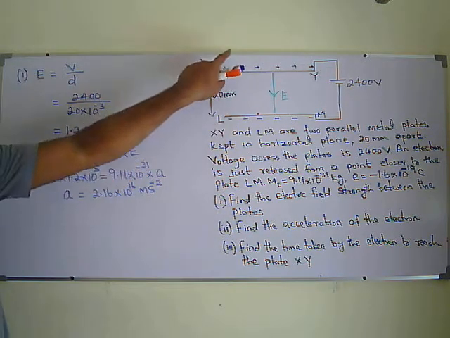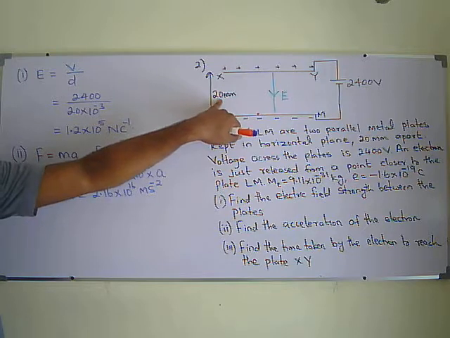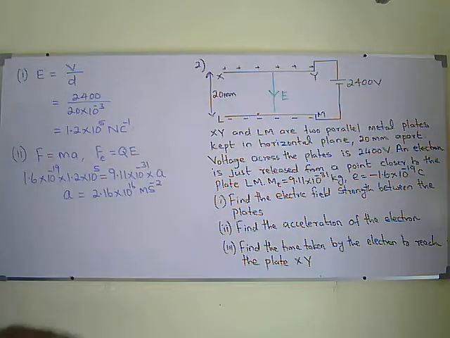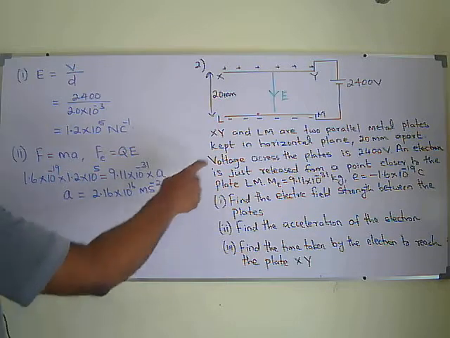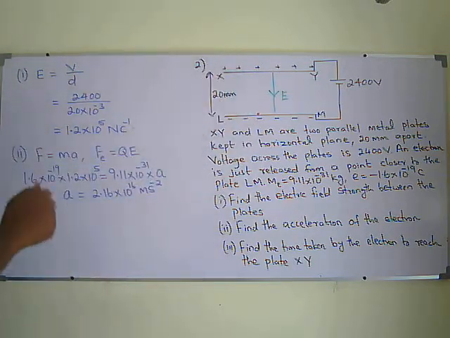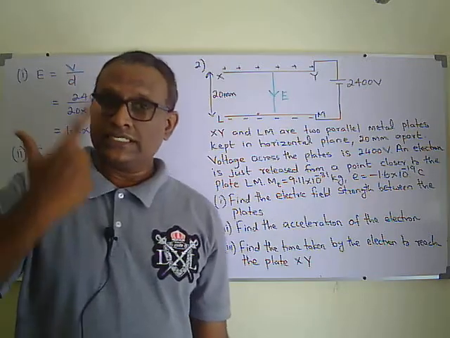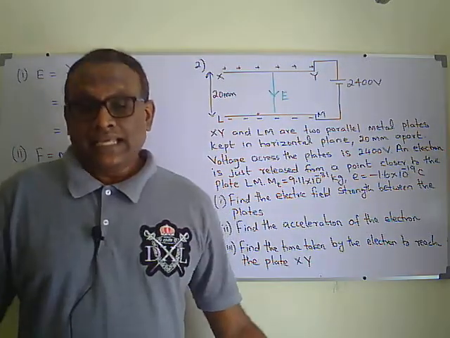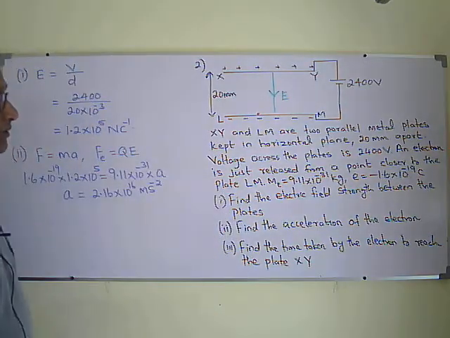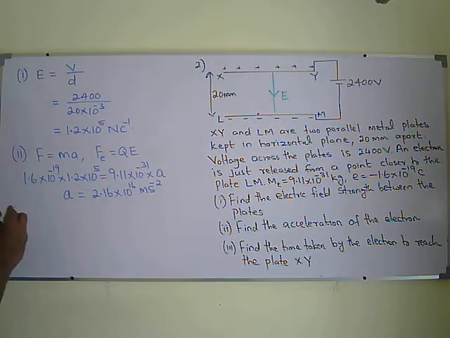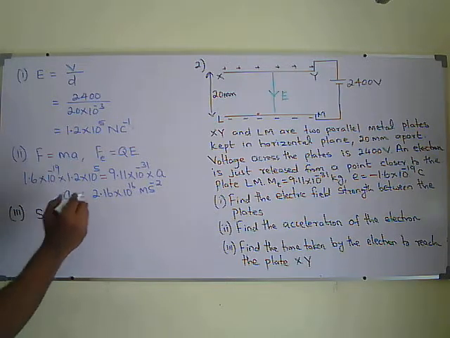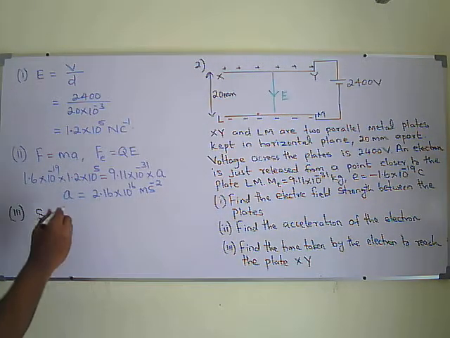When it reaches XY, the distance moved by the electron is 20 millimeters, and it has a constant acceleration of 2.16 × 10^16. So it will move in a straight line with constant acceleration. So I can use the equations of motion you learned in mechanics: S equal ut plus half at squared, towards plate XY.